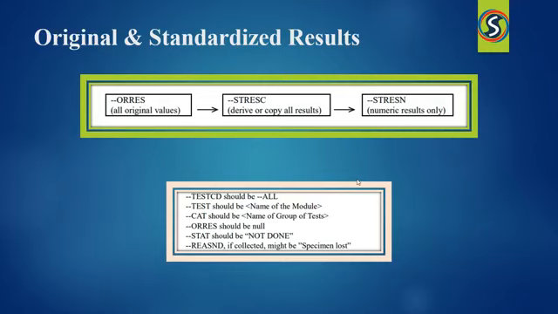Here we have an example. If your data on the CRF is missing and yes or no or done or not done was not explicitly captured, a record should not be created to indicate that the data was not collected. So if a group of tests were not done, the test code should be ALL, where test should be the name of the module and category should be the name of the group of tests, original result should be null, and your stat should be not done.